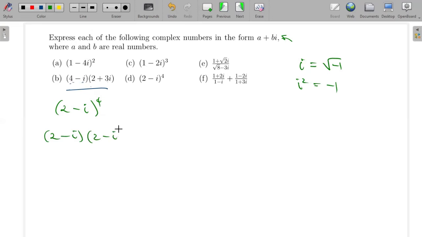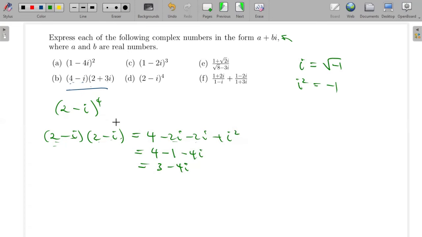So this here is going to give me, that multiplied by that gives me 4. That multiplied by that, I get negative 2i. That by that gives me negative 2i. That by that gives me positive i squared. Then you get 4 there. The i squared, replace that with negative 1, you get negative 1. There you add, you get negative 4i. And this here gives us 3 minus 4i.